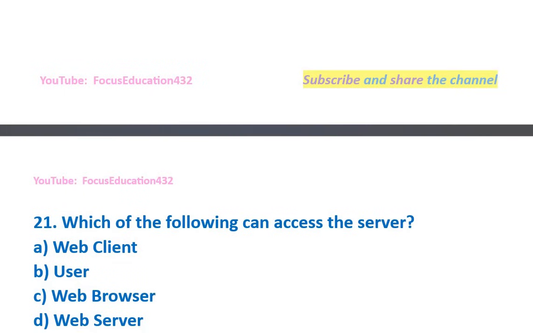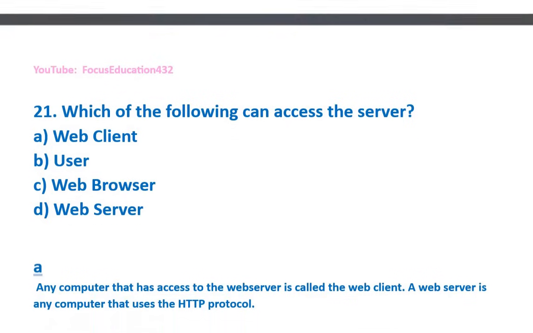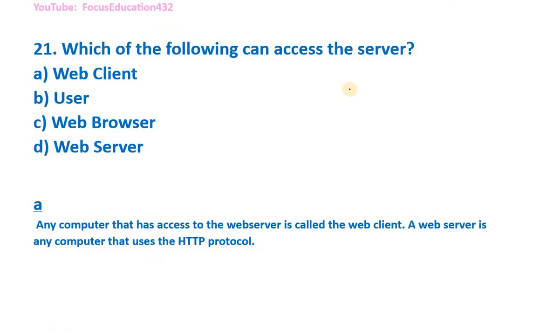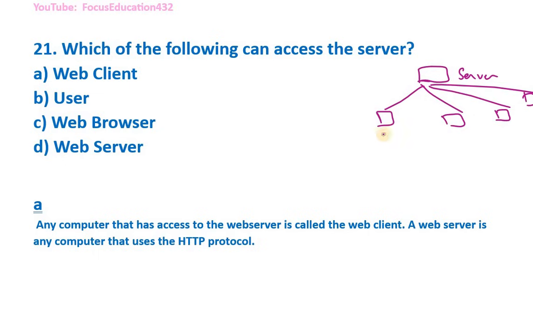Now which of the following can access the server? Here I will give some brief explanation about the server. Server means, for example, if you have a network, you have a big computer, that is the server, and you have some other computers attached to this server. These are known as the clients. You understand this one, so that if any question comes, you can answer. So this is a client, another is the server.